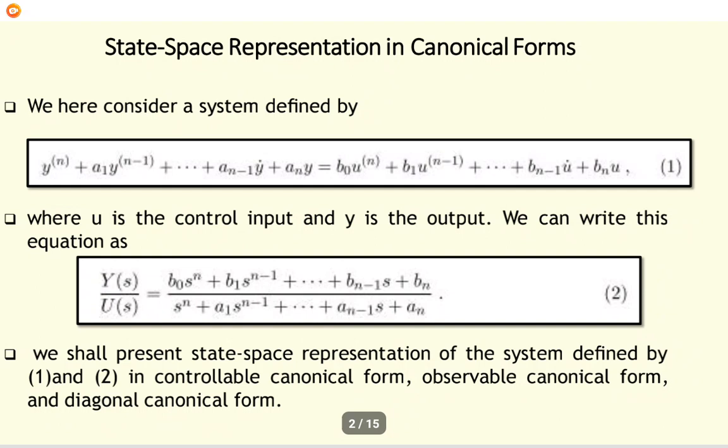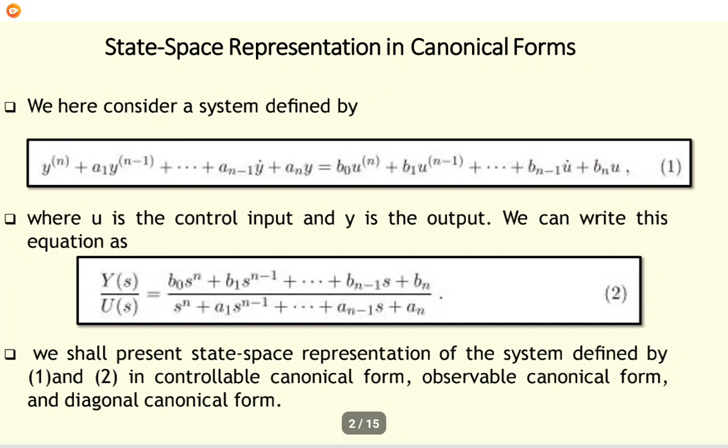So when I use the Laplace transform on both sides of the above equation number 1 with zero initial condition, it generates y of s by u of s equal to b0 s to the n plus b1 s to the n minus 1 plus and so on, plus bn minus 1 s plus bn, divided by s to the power n plus a1 s to the power n minus 1 plus and so on, plus an minus 1 s plus an. Equation number 2.